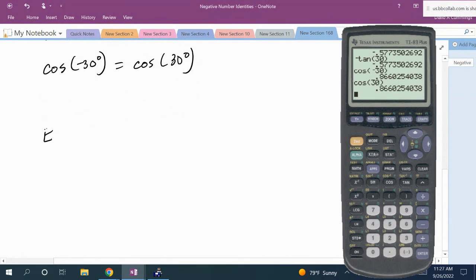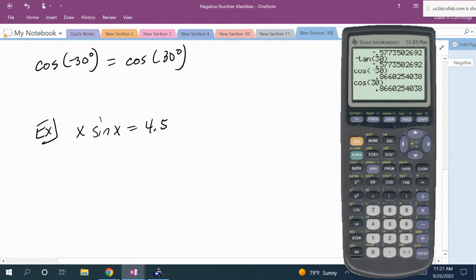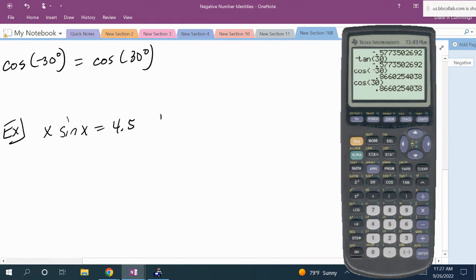All right, so let's take a look at an example. x sine x is equal to 4.5, and we're asked to find negative x times the sine of negative x. All right, so we have x sine x is equal to 4.5, and we're asked to find negative x times the sine of negative x.